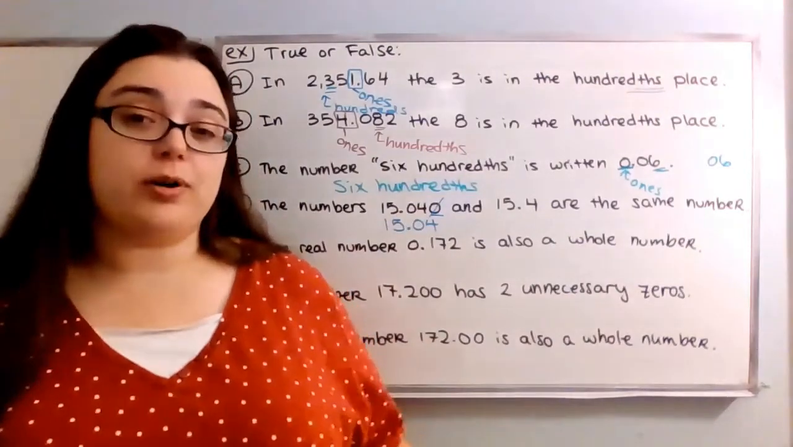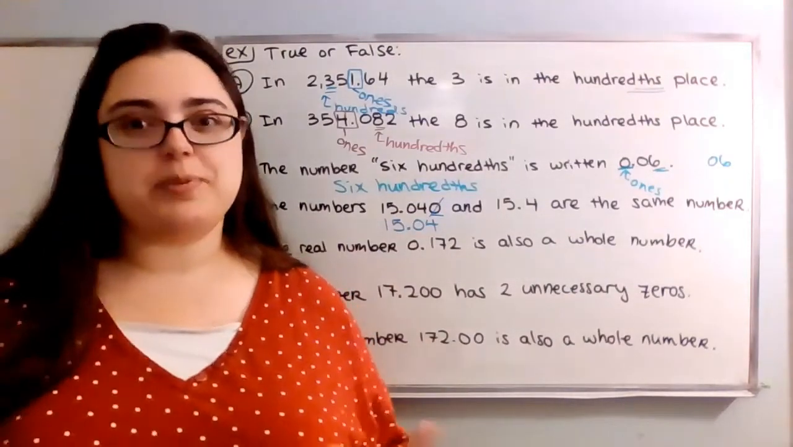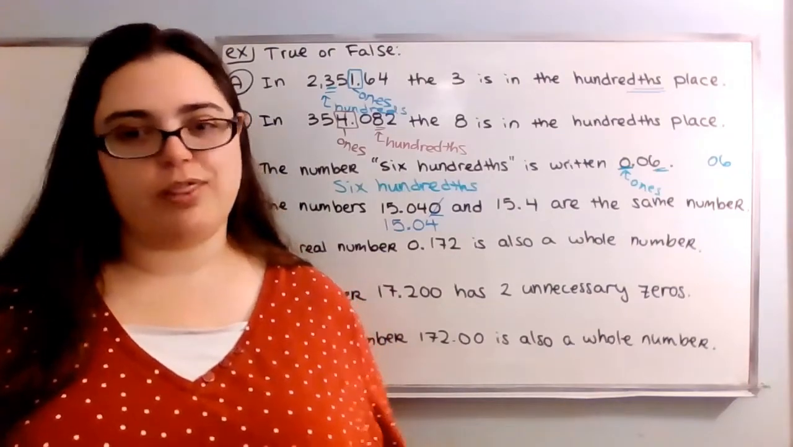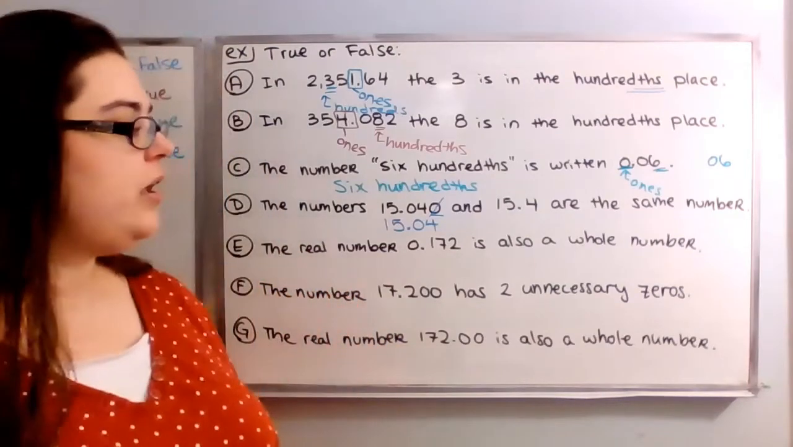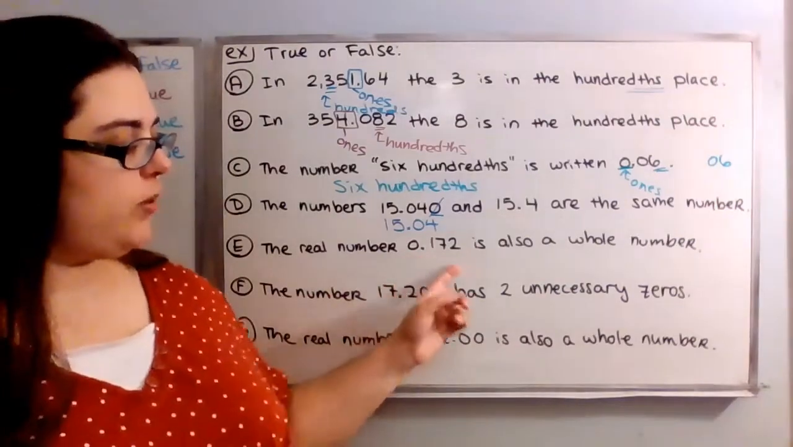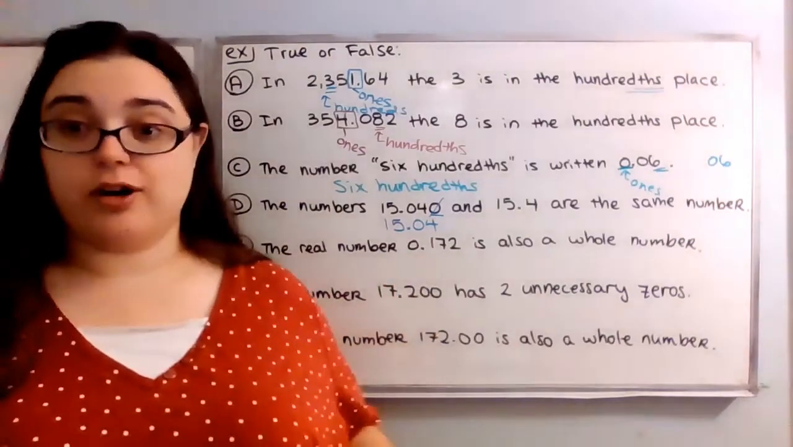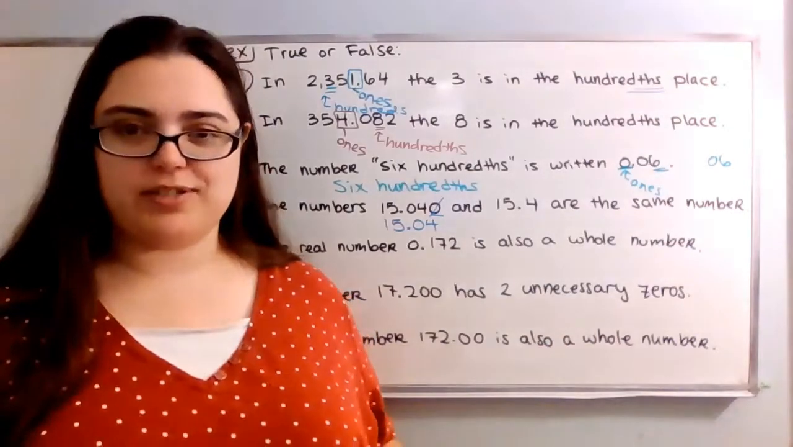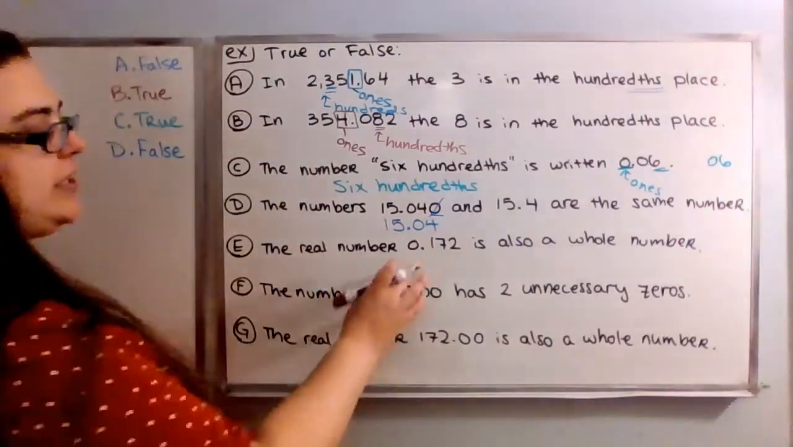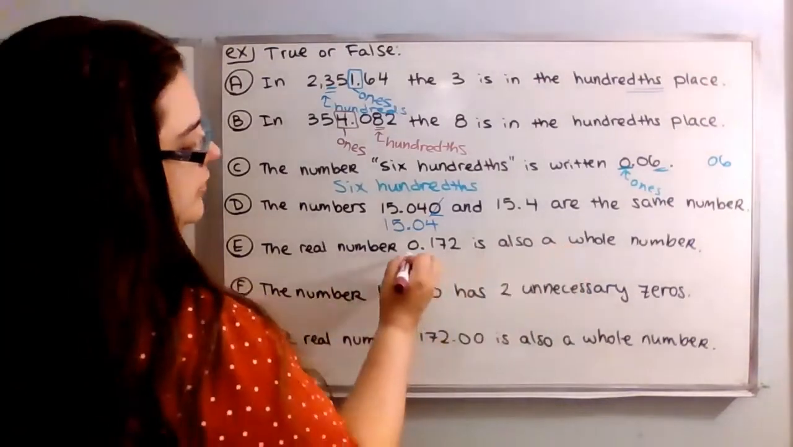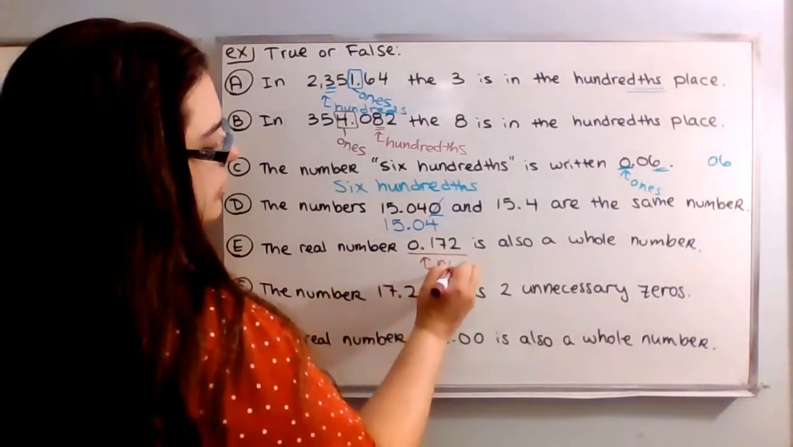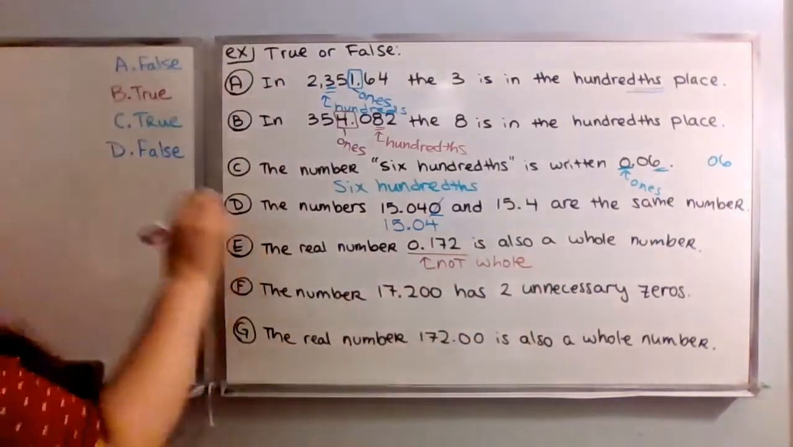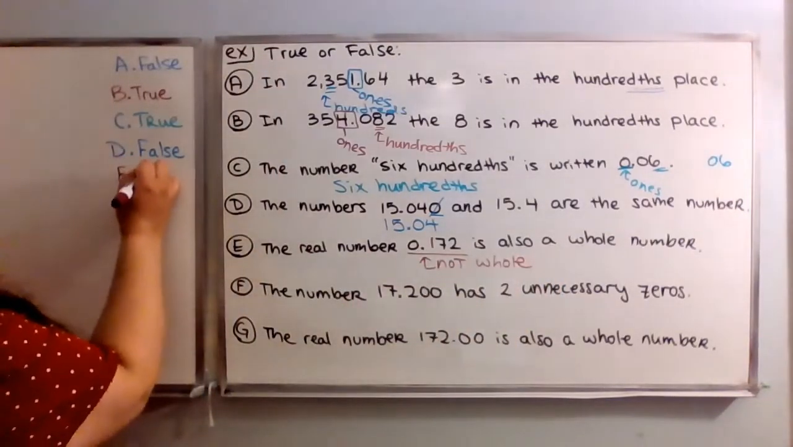To be a whole number, we have to have no decimal part. We have to be something we would have if we were counting, like 15, 16, 138, things like that. So I would not say 0.172, right? I wouldn't say 0, 0.172, 1. It's not a number we use when counting. So this one is not a whole number. So part E here is going to be false.